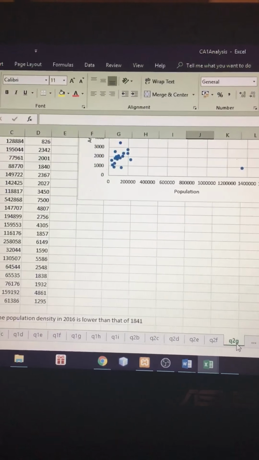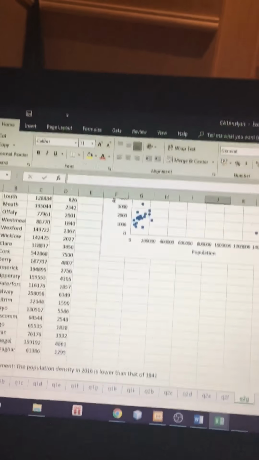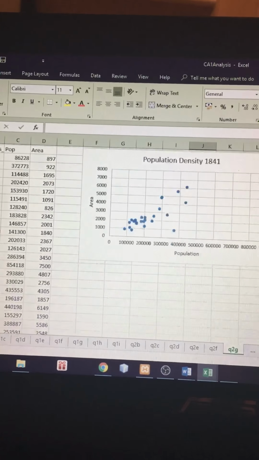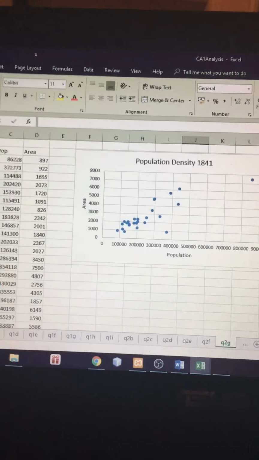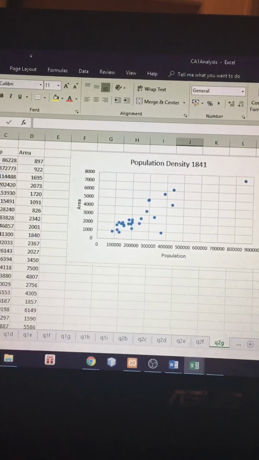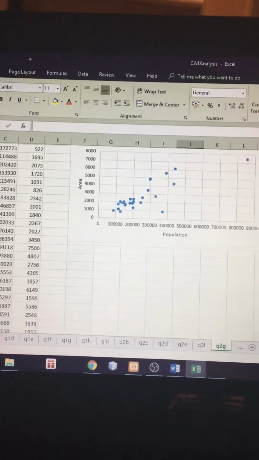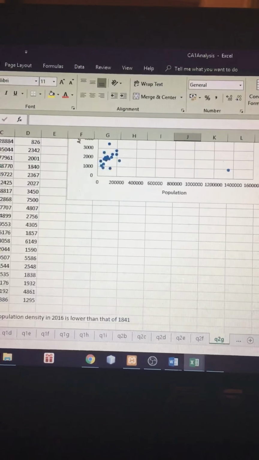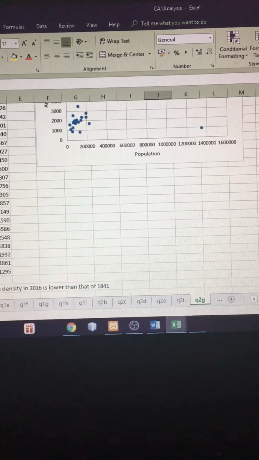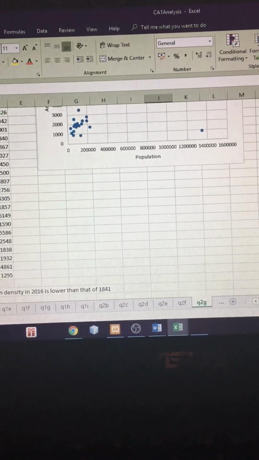Then 2G, this was to compare the difference in population density in 1841 and 2016. The populations along the bottom and the area in square meters is along the side. And then it was to comment on this, and my comment was that the population density in 2016 is lower than that of 1841.